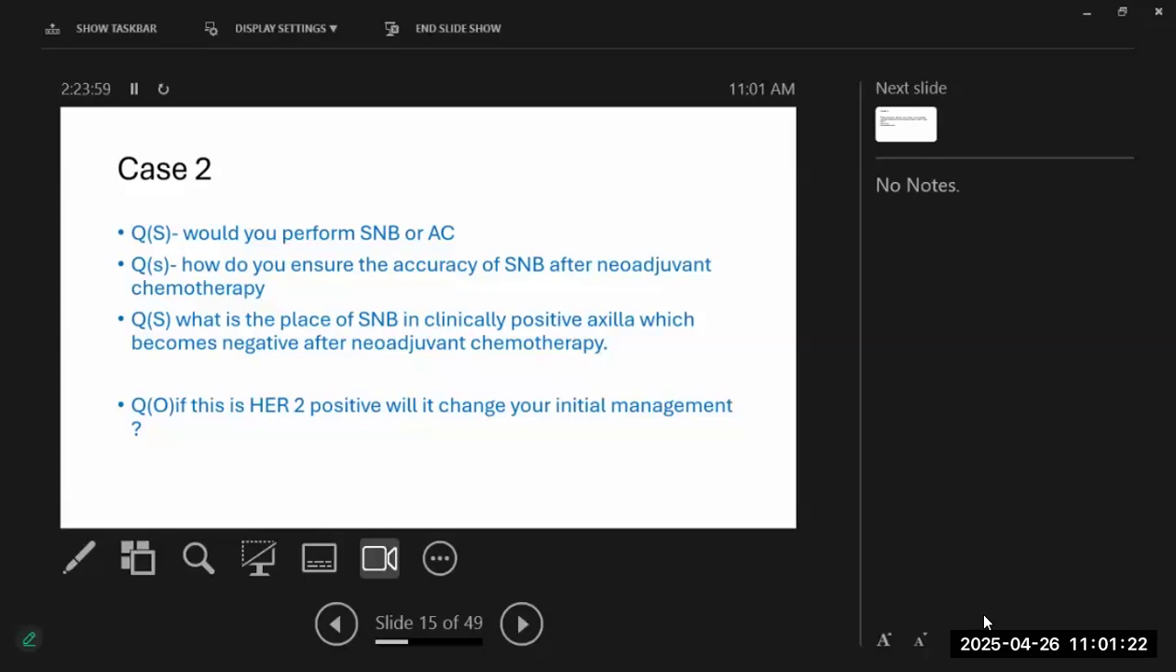Right. So that concludes the second case. The difference between the first case and the second case: this is a triple negative case, and the first one is an ER/PR positive, HER2 negative case. So mainly we discussed the neoadjuvant part of the treatment. And if it is HER2 positive also, we are going for neoadjuvant treatment. That is the main difference we wanted to highlight in this case.